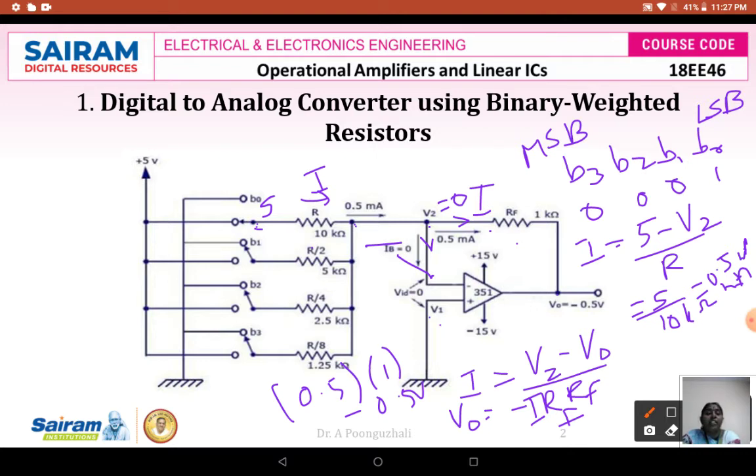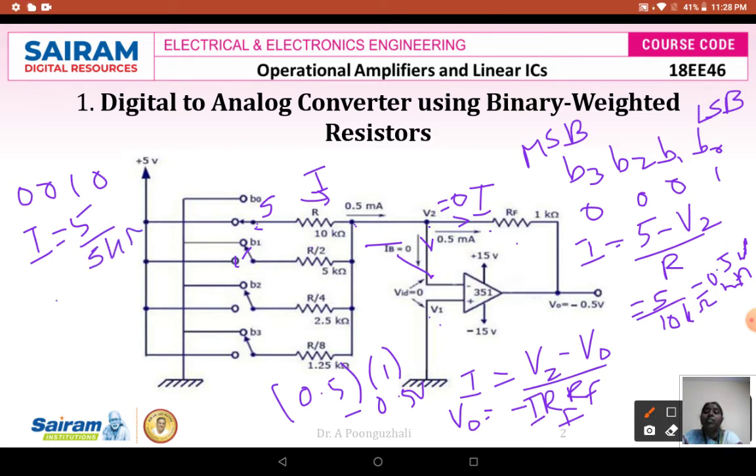Next, I am going to make my B1 bit 1. So when my B1 bit is 1, the combination is 0, 0, 1, 0. Now B1 is 1 and B0 is 0. When the B1 bit is 1, I am going to calculate the current. The current is 5 divided by R by 2, and R by 2 is nothing but 5 kilo ohms.